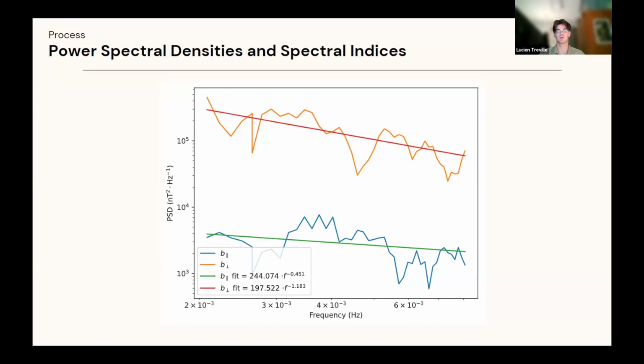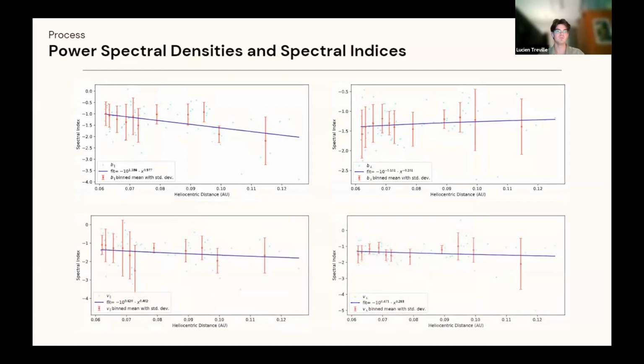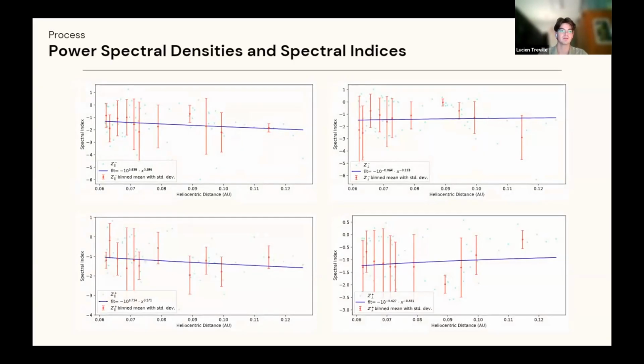We were curious about whether the spectral index significantly differs with distance from the sun. So here we're plotting the spectral indices for all of the PSD intervals for the magnetic fluctuations, velocity fluctuations, and Elsasser variables. The light blue in the background is the original values. You can see they're a bit scattered. And the red error bars are the mean for bin size, with the standard deviation being the bars.